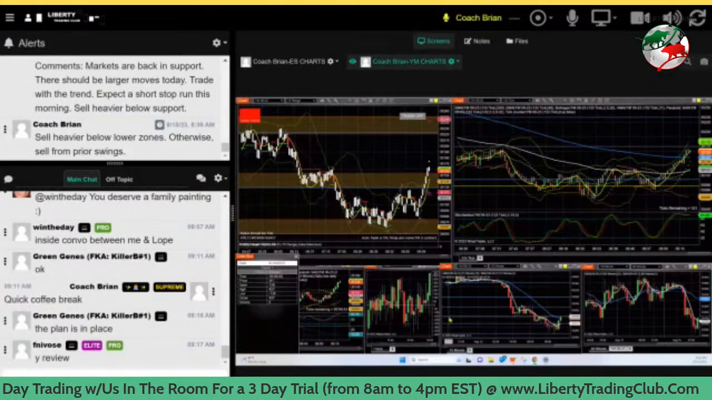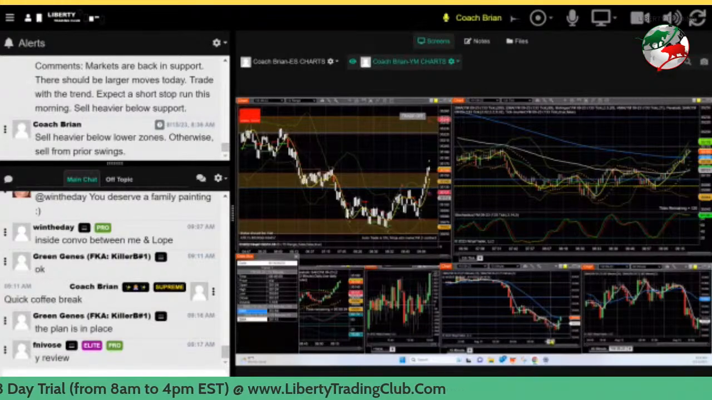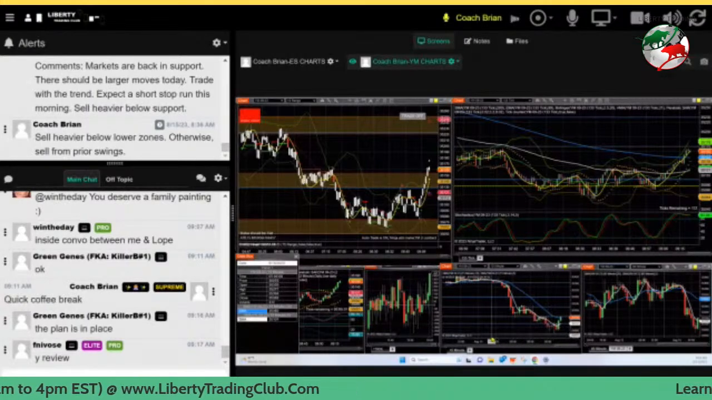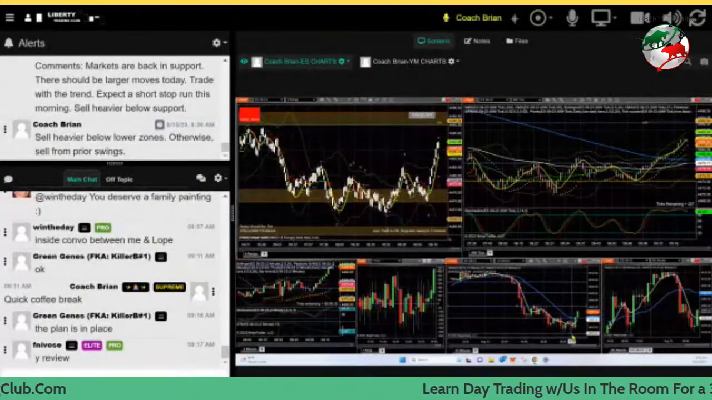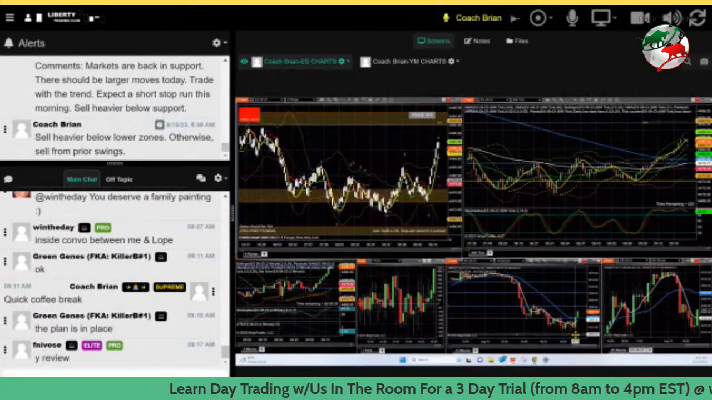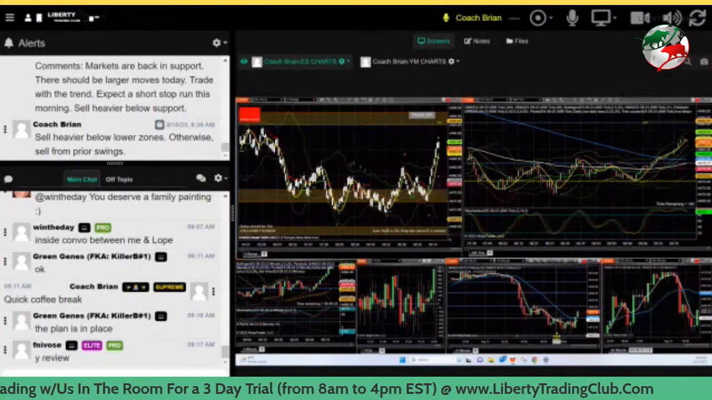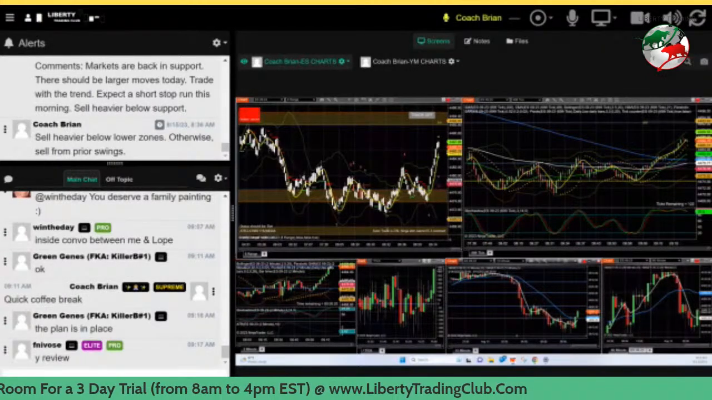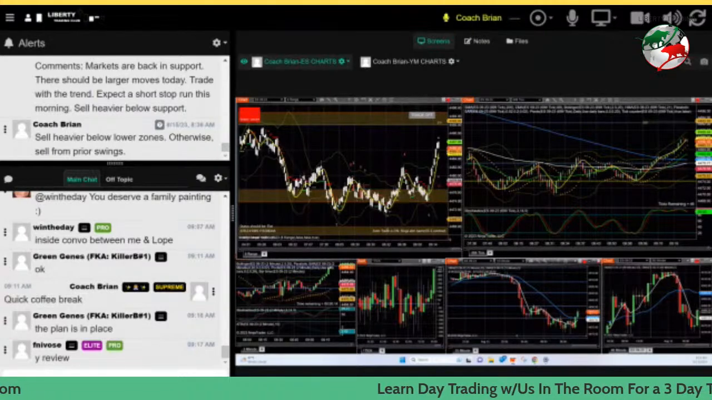3, sell heavier below the low support. See, got a little support there. Same on the ES, a little support here. Sell heavier below this little area right here. And that is the plan. Not complicated today, guys. Keep it simple. Keep it light. Bigger the swing, the bigger the opportunity today. That's all there is to it.